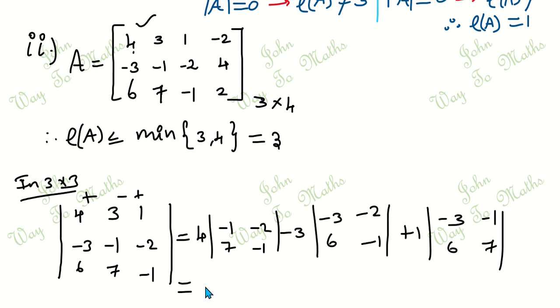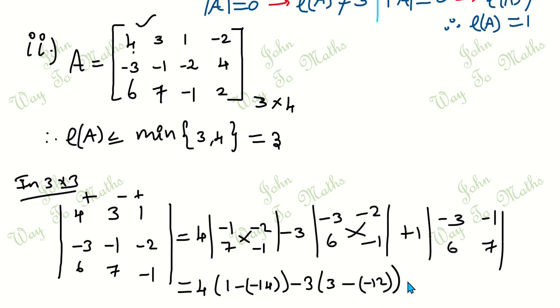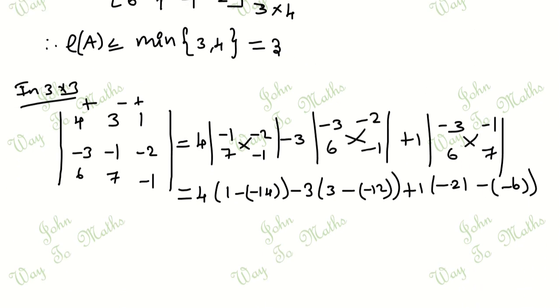So this is 4 times first diagonal minus second diagonal. Minus 1 into minus 1 becomes plus 1, minus 7 into 2 becomes minus 14. Then minus 3 times first diagonal minus second diagonal: 1 into 3 is 3, minus 6 times 2 is 12, giving minus 12. Plus 1 times first diagonal minus second diagonal: 3 into 7 becomes minus 21, then minus 1 into 6 is minus 6.